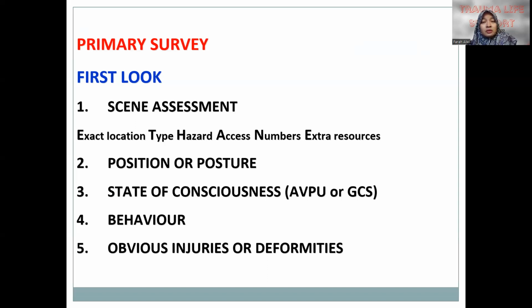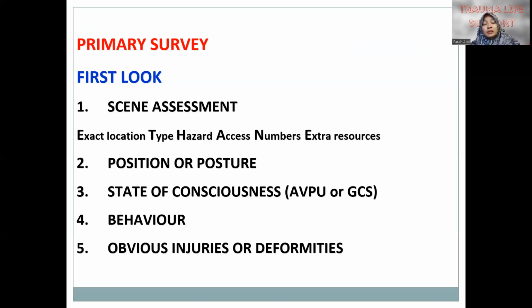You have to tell MECC how to access the scene. If it happens in a highway, you will expect jam, kan? So you have to tell them the exact location, and then you have to tell, oh, it is jam from this toll exit to this scene. So maybe they can use a different toll exit.